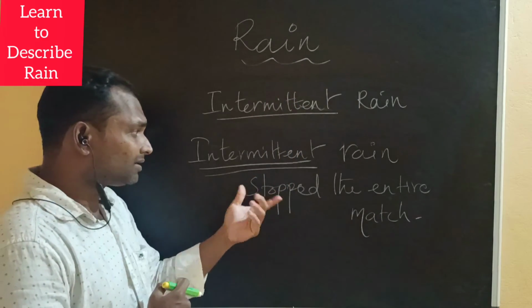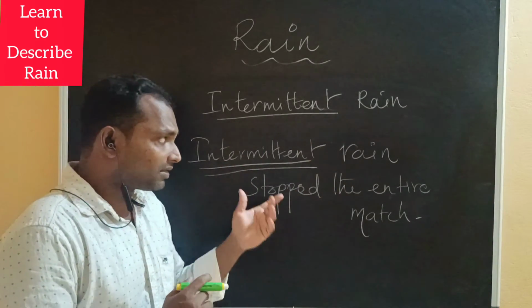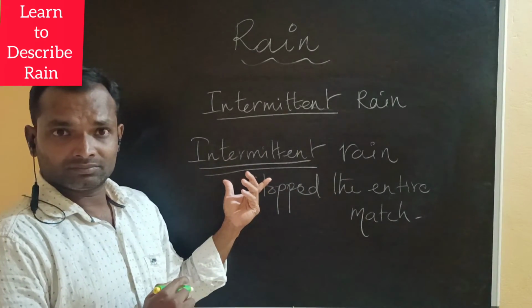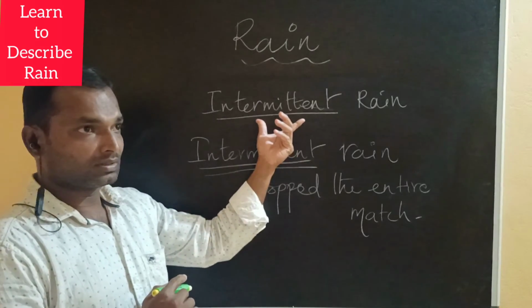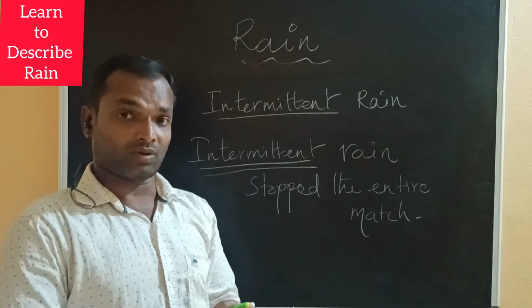Intermittent rain spoils the regular work. Intermittent rain, not raining continuously. Not continuous. It stops for some time, then it starts to rain.